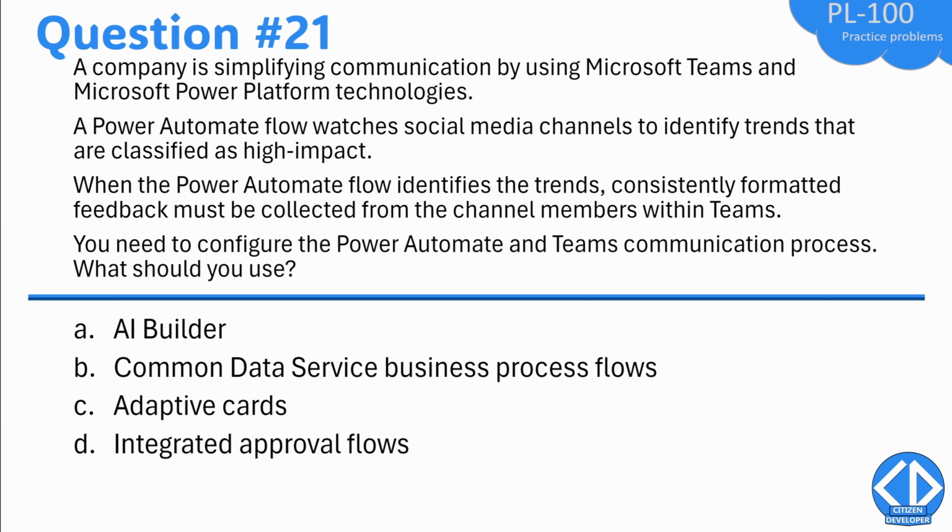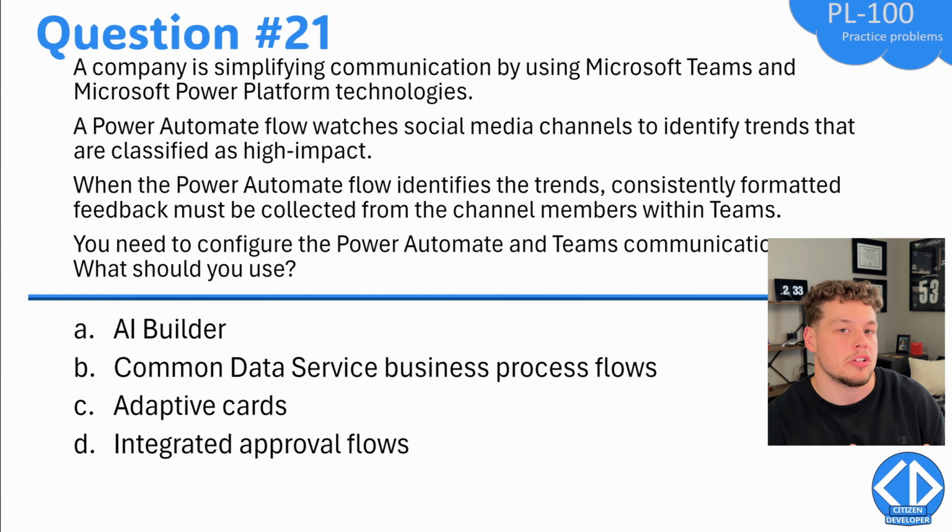Which should you use? So A here for AI Builder, I don't think it's going to be A because we're using Power Automate to identify trends. There could be a potential AI model that would do that, but that's not what we're doing in this situation. Let's go ahead and cross off A. Common data service, the business process flows. Business process flow is not related to what we're doing here, so let's go ahead and cross B off.